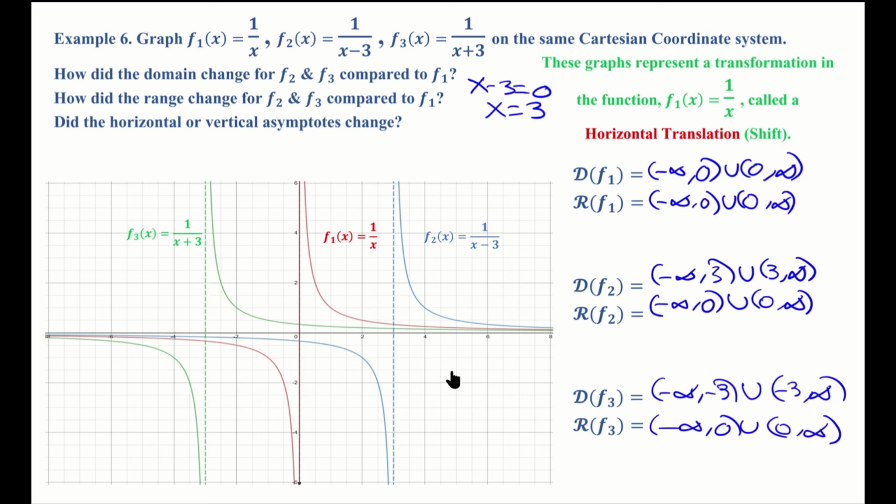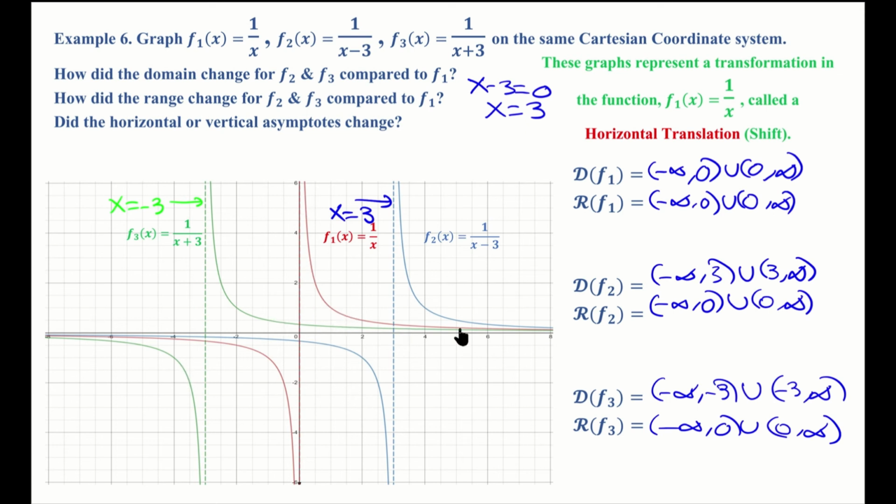All right, so we recall that the blue dashed line here has the equation x equals 3. That's the vertical asymptote for the function f2 of x equals 1 over x minus 3. And the green dashed line here has equation x equals negative 3. That's going to be the vertical asymptote for the green graph.